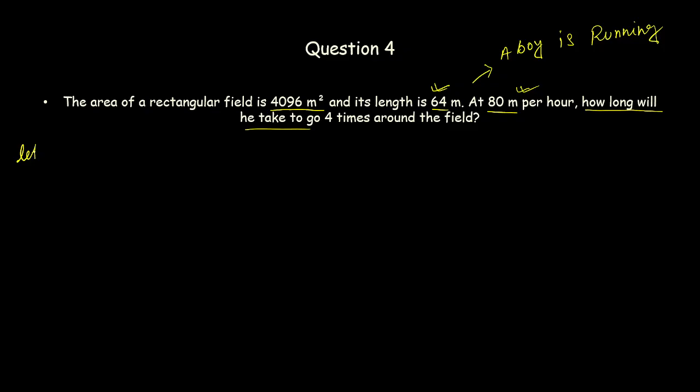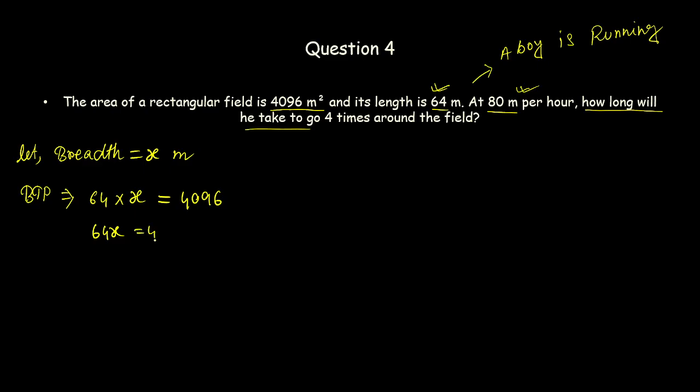So let breadth equal x meter. Length is already given, 64. So by the problem, 64 into x, that is our area. Area is also given, 4096. So 64x equals 4096. So x equals 4096 divided by 64.